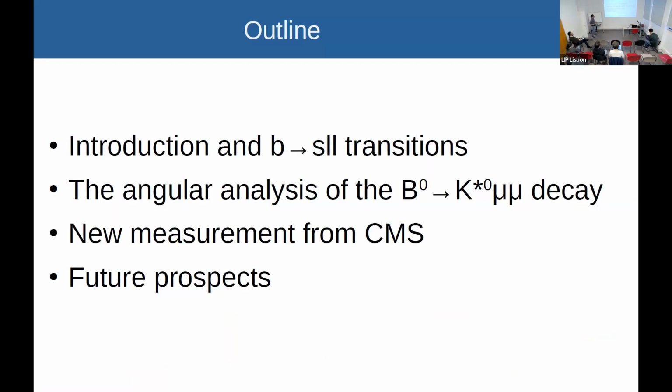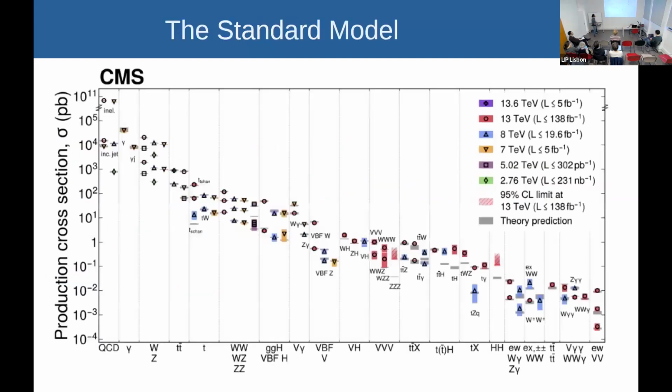So these are the outlines of the talk. I will start with an introduction on the B to SLL transition. I will then go more in depth about the angular analysis of one particular example of this transition, the B0 to K star 0 mu mu decay. And then I will present the new measurement performed by the CMS Collaboration. And I will end with the future prospects of this kind of analysis.